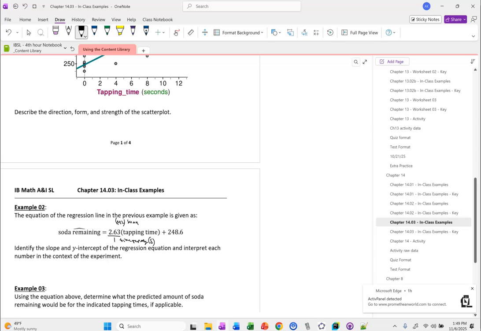So the 2.63 means that for each additional second tapped, the can will have an additional 2.63 milliliters of soda remaining. Okay? For each 1 unit change in x, we're getting 2.63 units change in y. X and y have units, you just put the unit in there, but that's what slope means. Do I need to say that again? Okay, what does the y-intercept mean then? Or what is the y-intercept and what does it mean?